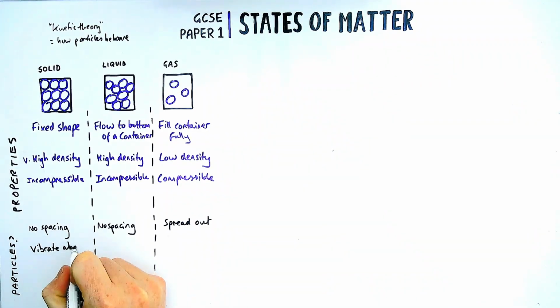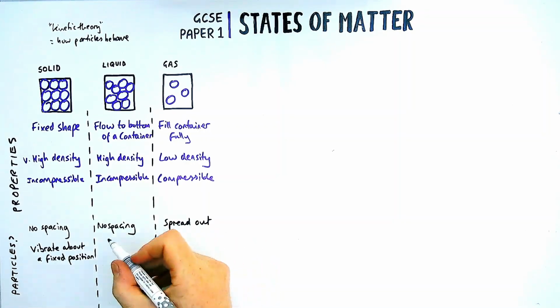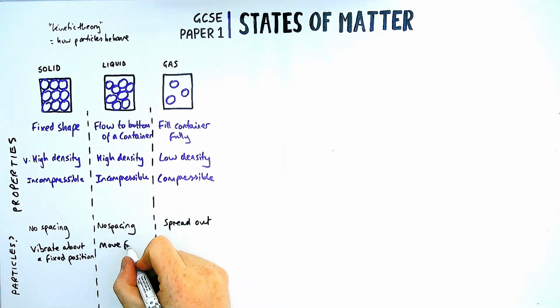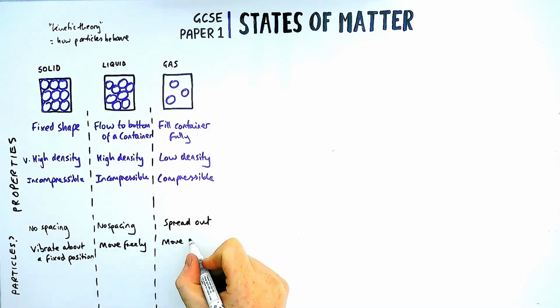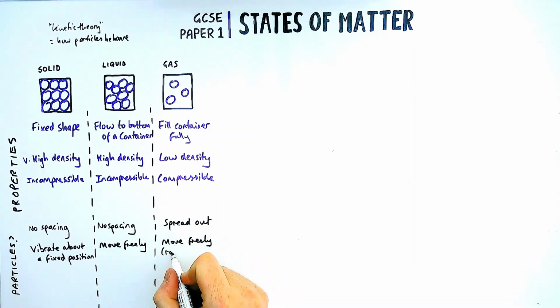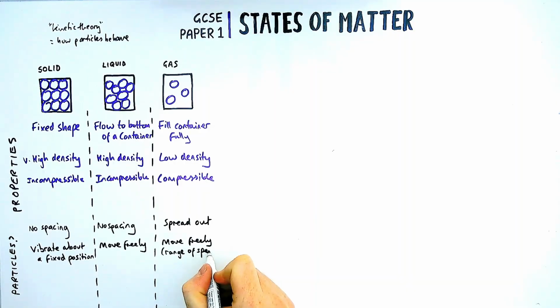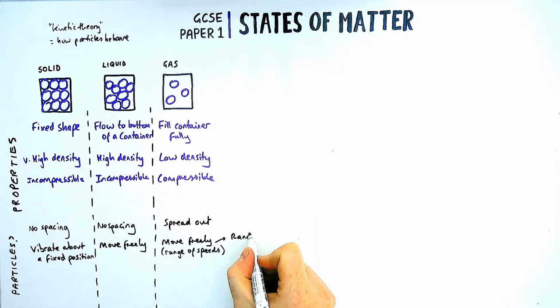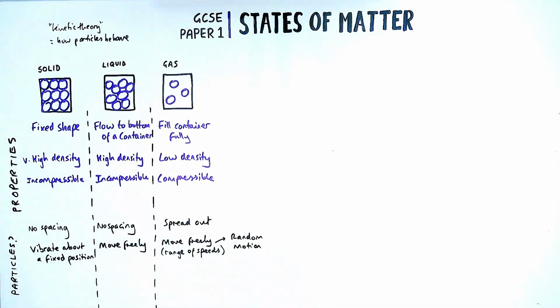The movement of the particles, solid particles do move, don't fall into the trap of saying they don't move, but they vibrate about a fixed position, meaning they go back and forth but never have an overall change of position. Liquid particles move freely, gas particles move freely as well in random motion at a range of speeds.